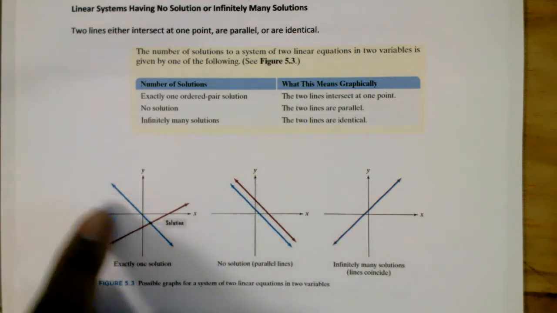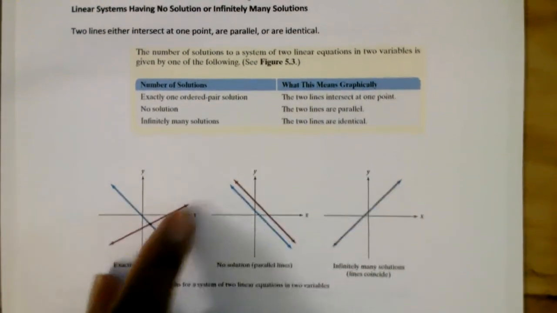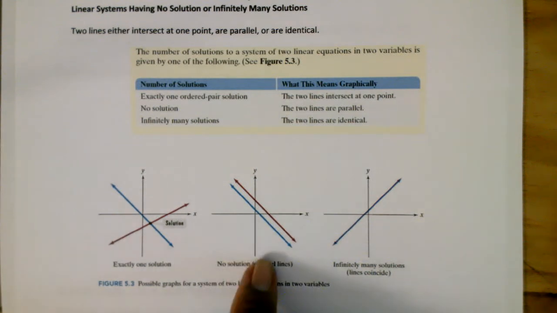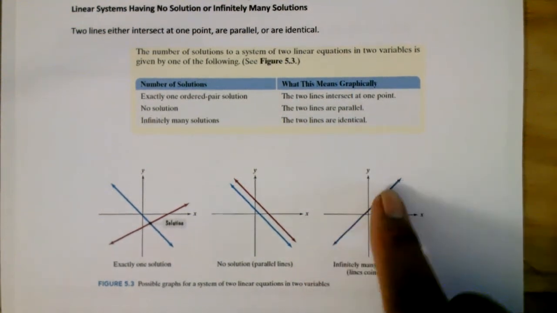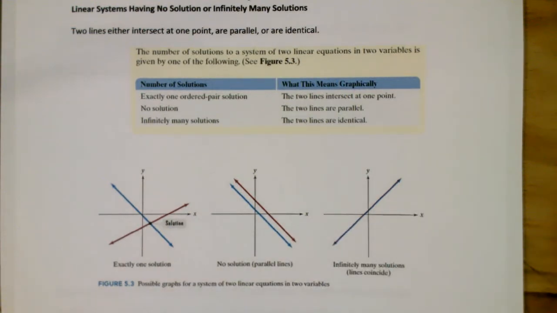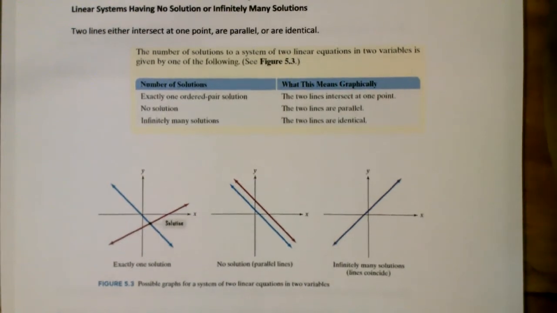Okay, so this is where these two lines intersect at a point. You're going to have exactly one solution. Now, no solution is where the two lines are parallel, as you can see here. That means that anything parallel means that the two lines are not going to intersect anywhere. And then finally, infinitely many solutions would mean that one line lies on top of the other. The two lines are identical.